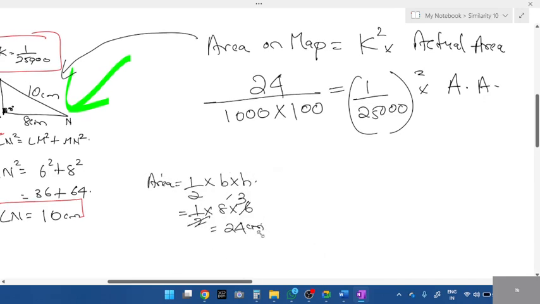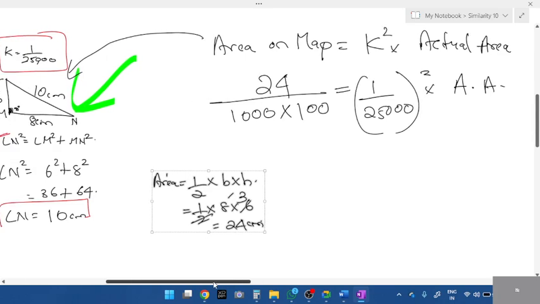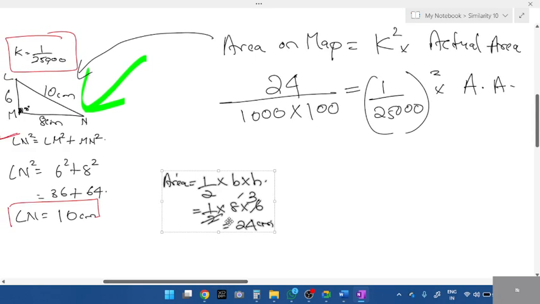So the triangle is done. Next they'll ask you rectangle. Rectangle, it is length into breadth. Then you'll have a rhombus question. You'll have parallelogram, area of a trapezium. Then you have volume questions.